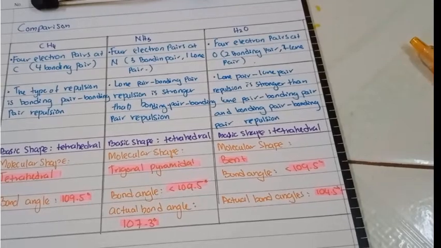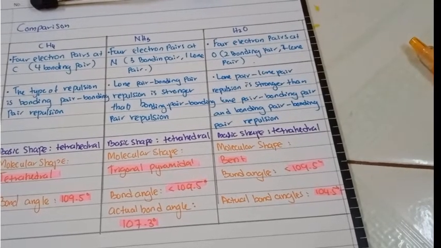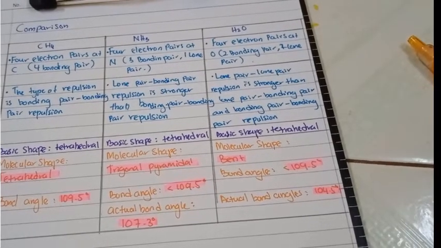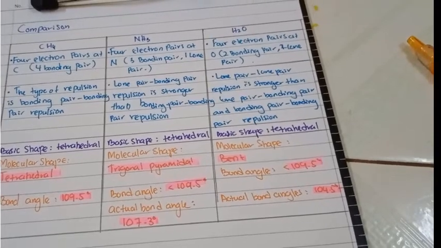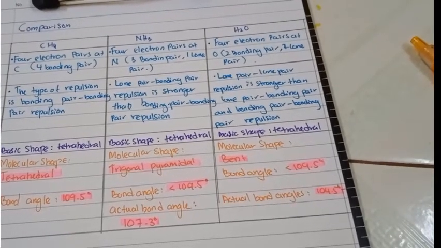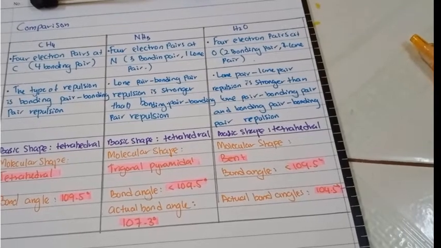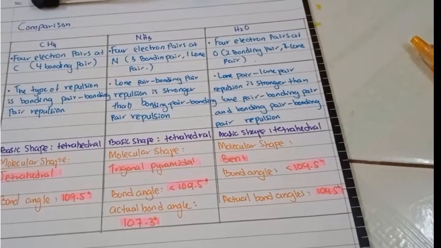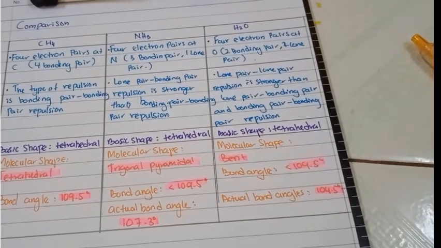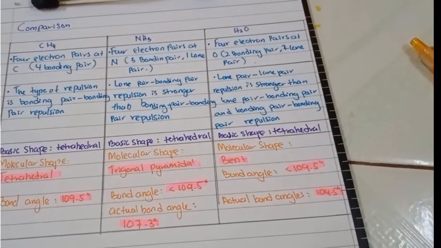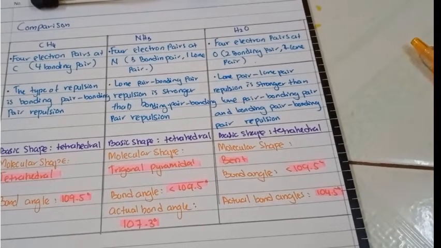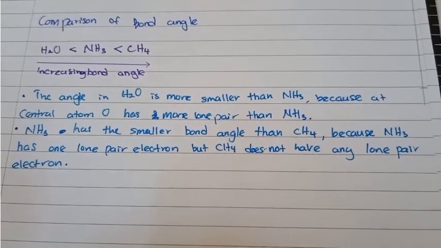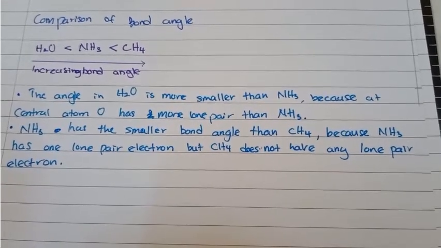The bond angle is less than 109.5 degrees, but the actual bond angle is 107.3 degrees. For the molecular shape of H2O, it is bent. The bond angle is less than 109.5 degrees, and the actual bond angle for H2O is 104.5 degrees.